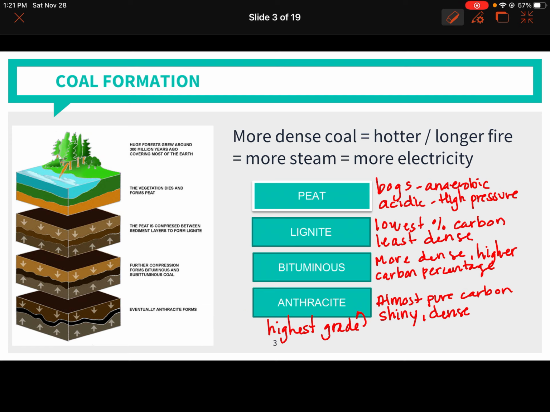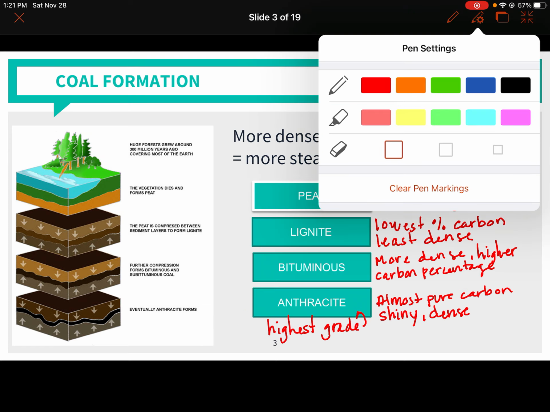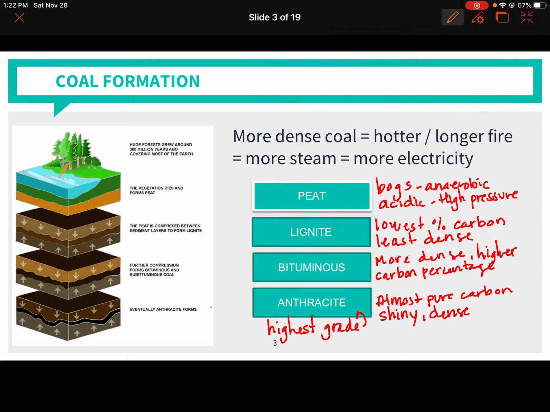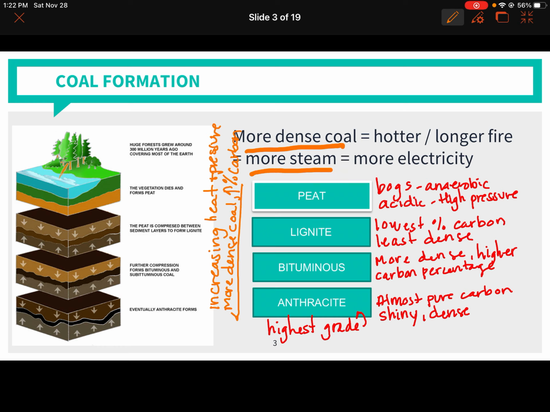So what we find as we move from peat down to anthracite is that we get increasing heat and pressure, which gives us a more dense coal with higher percent carbon. Why we want this is because coal that is more dense burns hotter and therefore gives us more steam, which leads to more electricity.